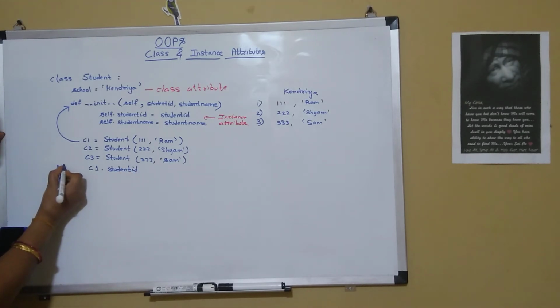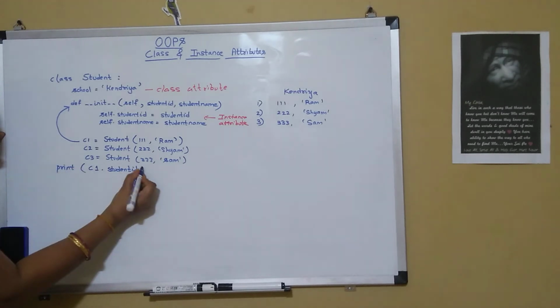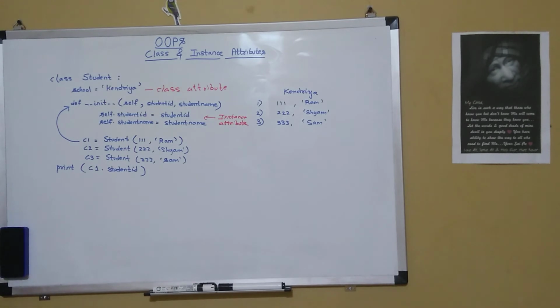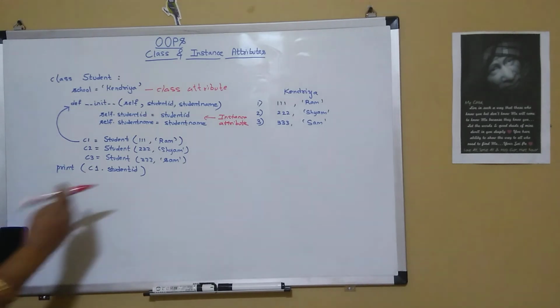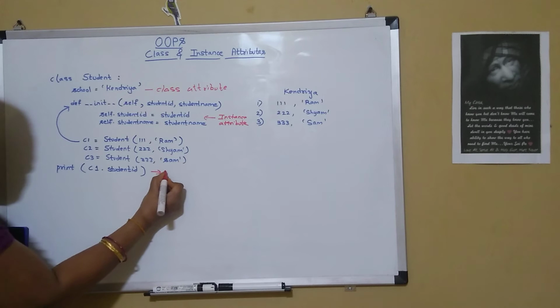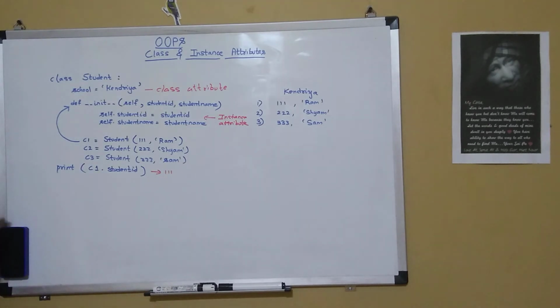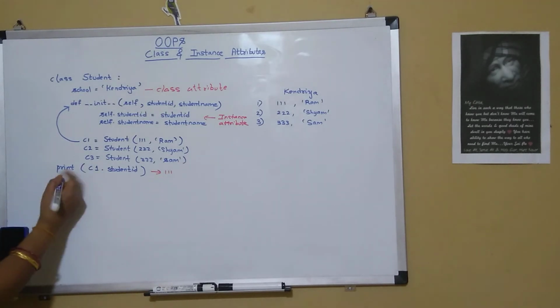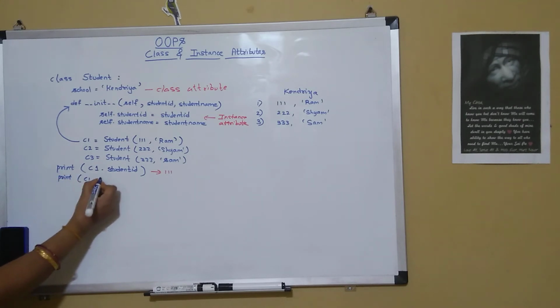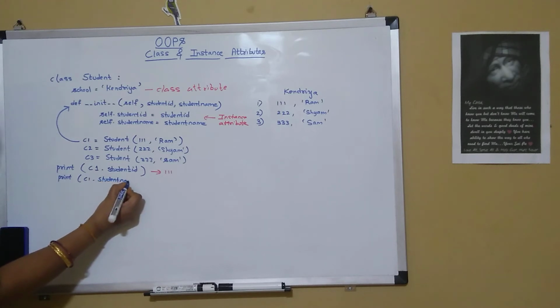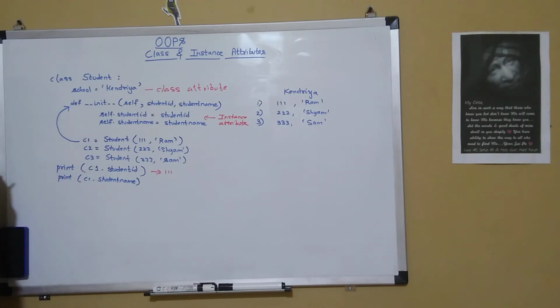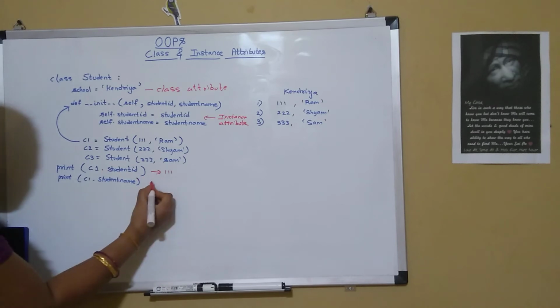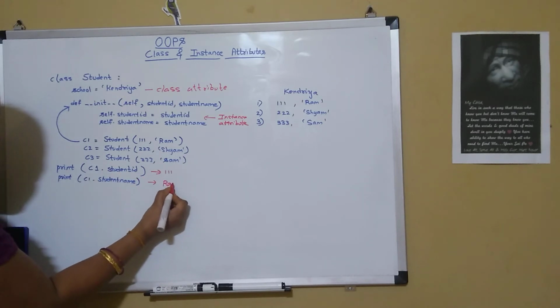So let me say print C1.student_ID. When I give this particular statement, it will print a value equal to 111. And similarly, when I give print C1.student_name, then it will print a value equal to Ram.